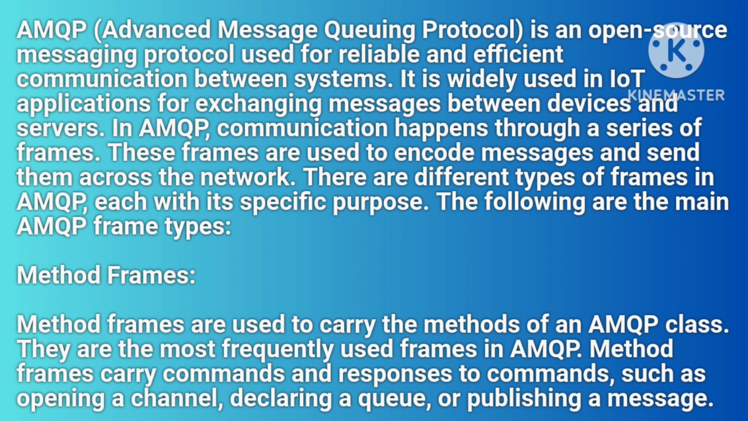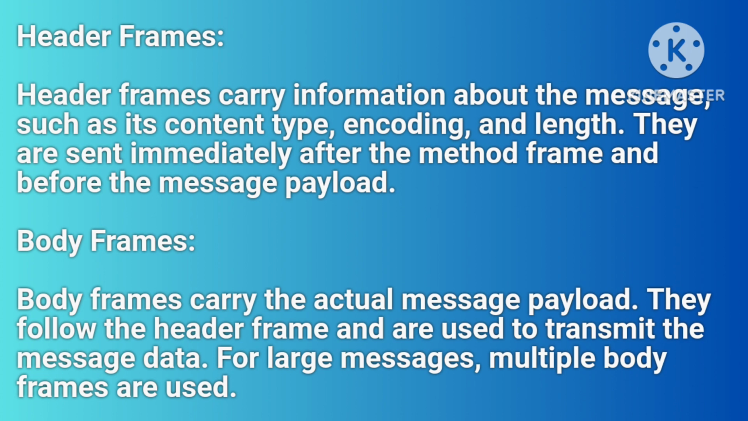Method frames. Method frames are used to carry the methods of an AMQP class. They are the most frequently used frames in AMQP. Method frames carry commands and responses to commands, such as opening a channel, declaring a queue, or publishing a message. Header frames. Header frames carry information about the message, such as its content type, encoding, and length. They are sent immediately after the method frame and before the message payload.